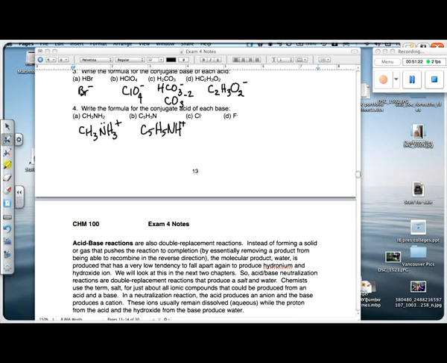Okay? Conjugate acid of each base, so gaining an H plus in combination with the negative, no charge. Same thing in D, H plus in combination with the negative charge. All right?